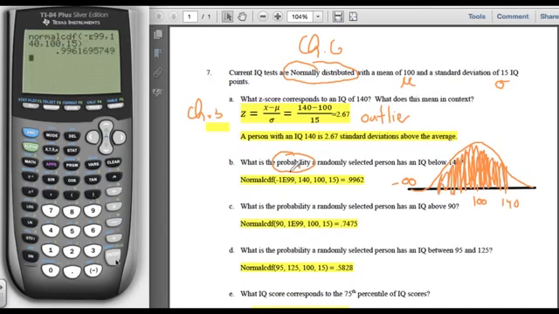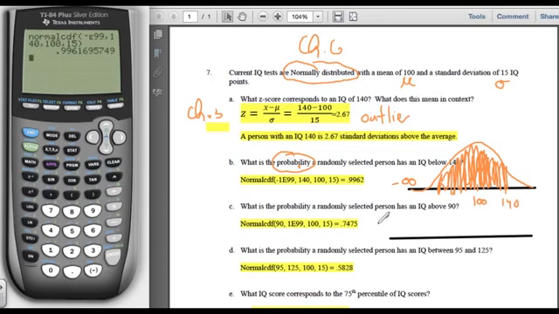To 4 places we get 0.9962 due to some rounding. So we've shaded a lot of the curve. We've shaded 99.62%. This tells me that 99.62% of people have an IQ below 140. C is similar. What is the probability a randomly selected person has an IQ above 90?